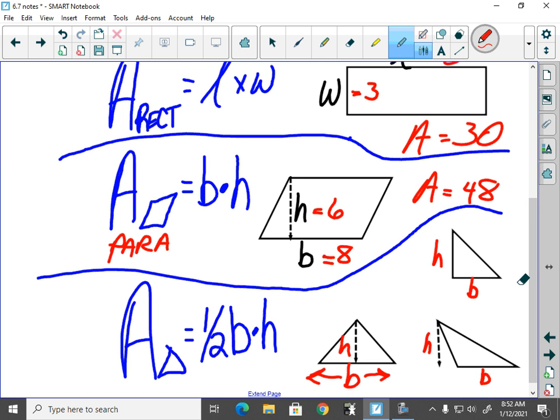All right, next, area of a triangle. But wait, I drew 3 different triangles because you're going to see a triangle 3 different ways. You're going to see sometimes where the height is part of the triangle, sometimes where the height is inside the triangle, and some of the time when the height is outside the triangle. They're all the same equation. 1/2 base times height. 1/2 base times height.